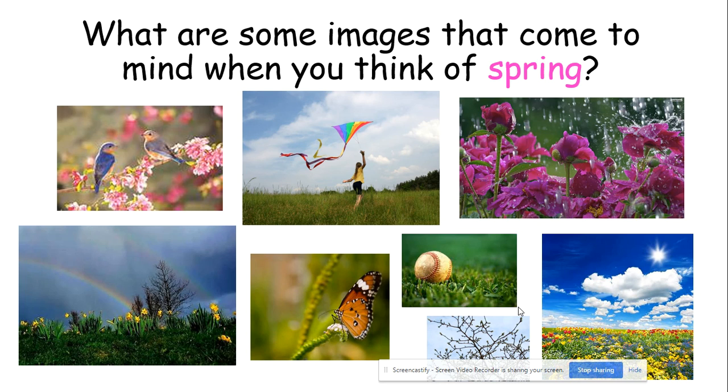Once you have chosen your topic, think about some images that come to mind when you hear that word. Let's take a look at some of the images I have on the screen. I have birds, I have a rainbow here, a butterfly, a child flying a kite, raindrops, a sunny sky with flowers, some fresh buds on the trees, and a baseball. All of these images help remind me of the season spring and will then inspire the lines of my poem.